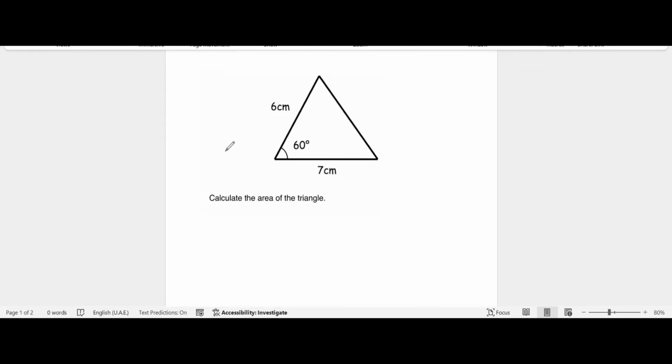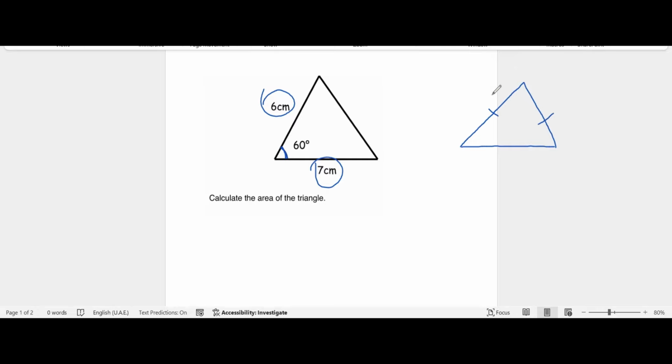Hi, in this video we are going to discuss how to find the area of a triangle using trigonometry. So here, to find the area of a triangle, we need two adjacent sides, or two sides and the angle connecting those two sides. So for example, to find the area of a triangle, we need any two sides. Let's say suppose these two sides are given.